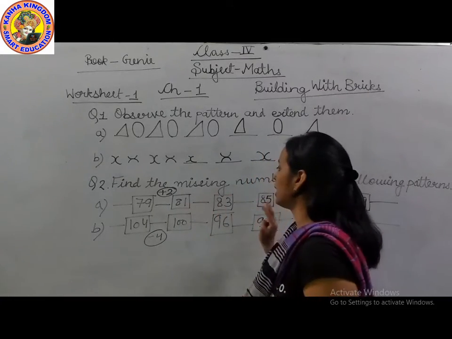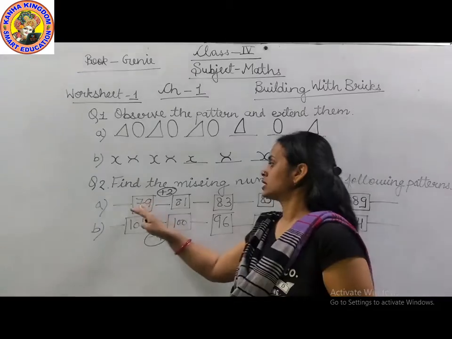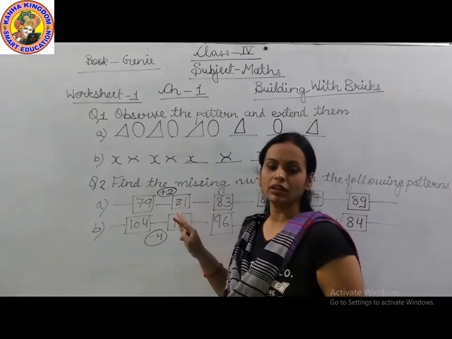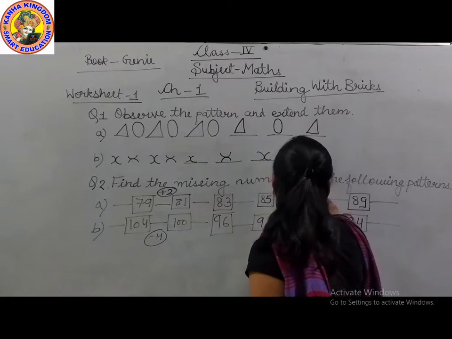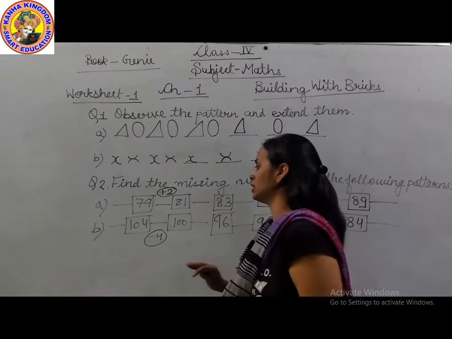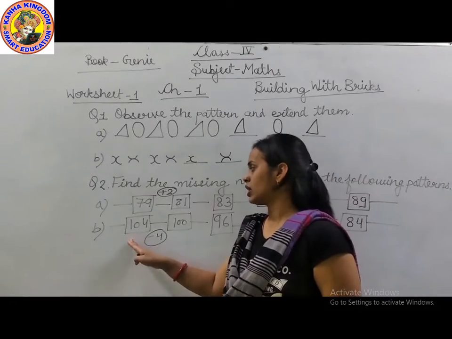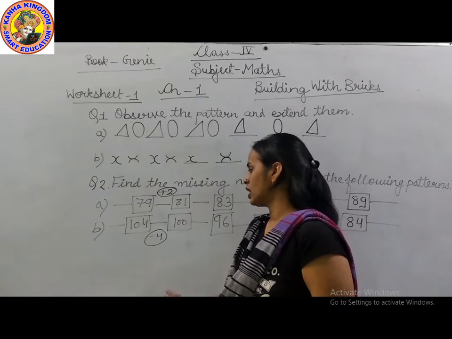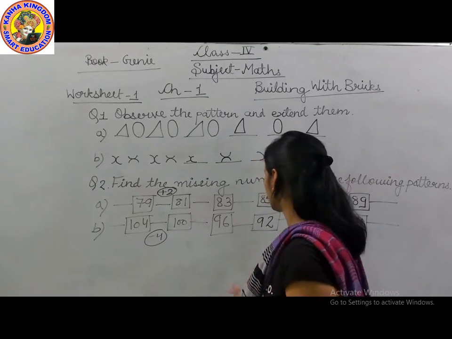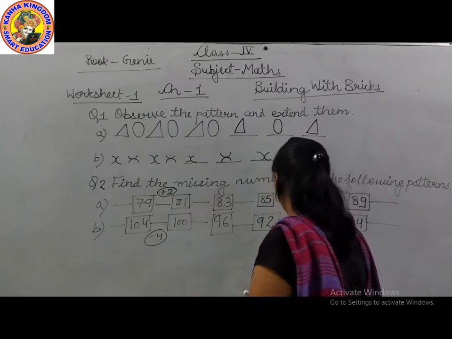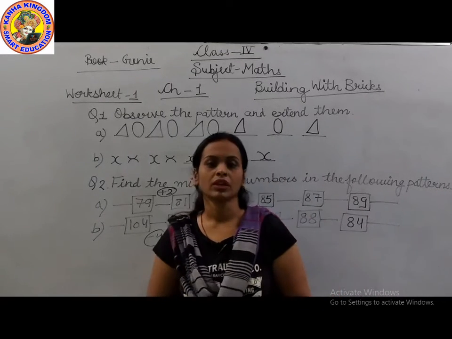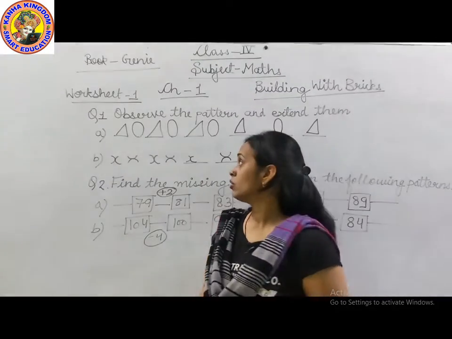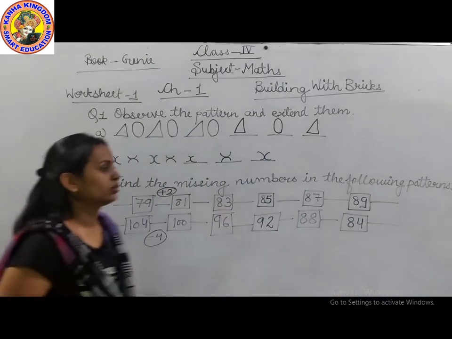Okay. In question number A, we add 2 to fill the next missing number. 79, 81, then 83, then 85, 87, 89. Now in next, 104, 100, then 96, then 92, then 88 and next is 84. Okay. Write down this in your Genie book.